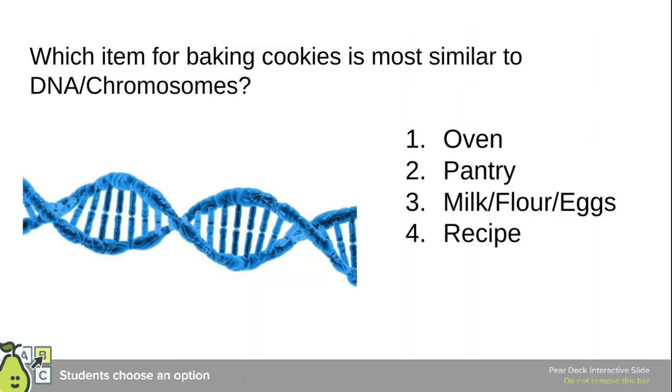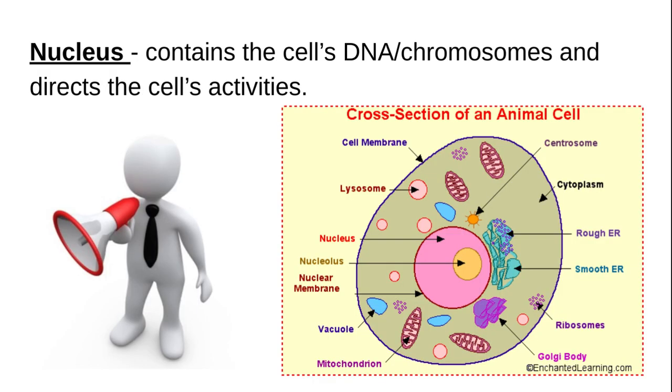All right. So if we're talking about making cookies and DNA has the information or the instructions, which of these items is most similar to DNA or chromosomes? If you said recipe, you are correct, because recipes have the information or instructions, just like DNA has the information or instructions.